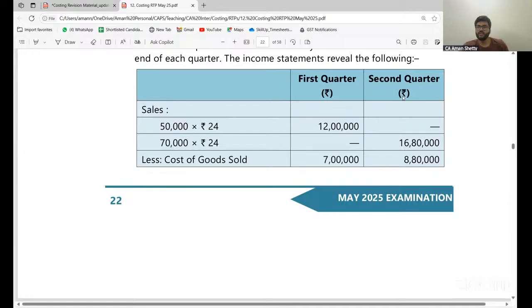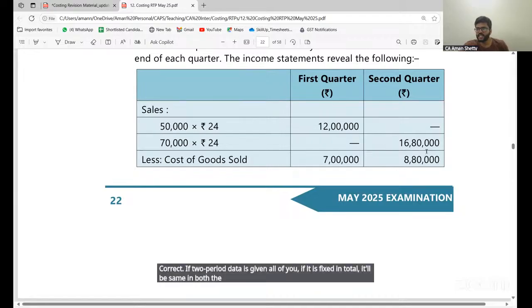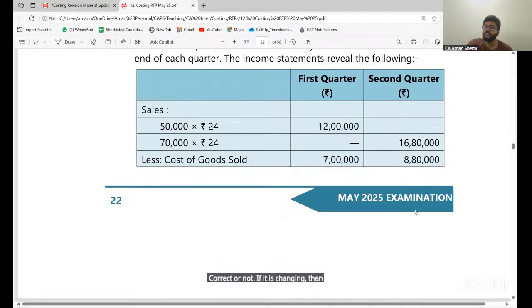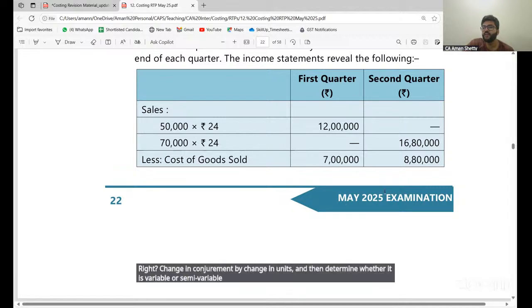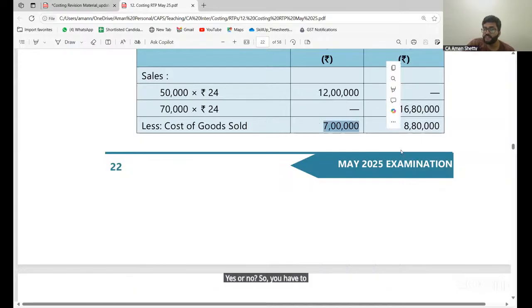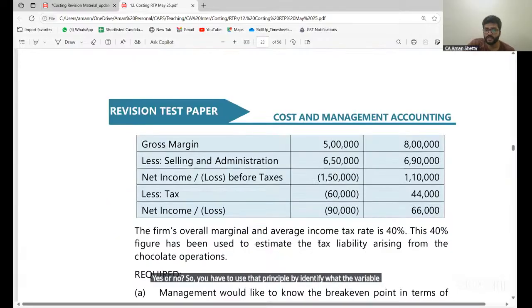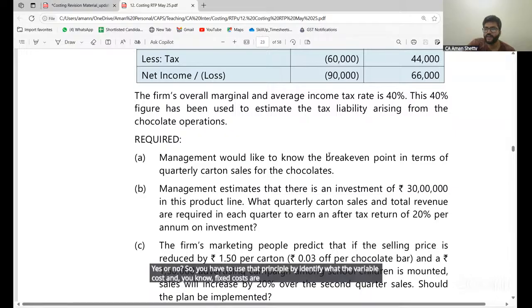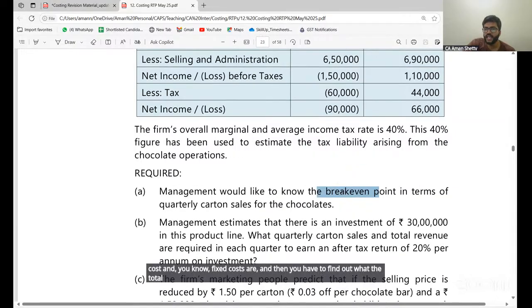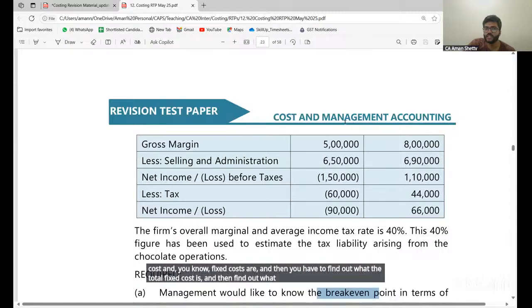If two periods' data is given, all of you, if it is fixed in total, it will be the same in both the periods. Correct or not? If it is changing, then you have to apply the formula: change in cost divided by change in units, and then determine whether it is variable or semi-variable in nature. Yes or no? So you have to use that principle to identify what the variable costs and fixed costs are, and then find out the total fixed cost, and then find out the break-even point using the PVR.